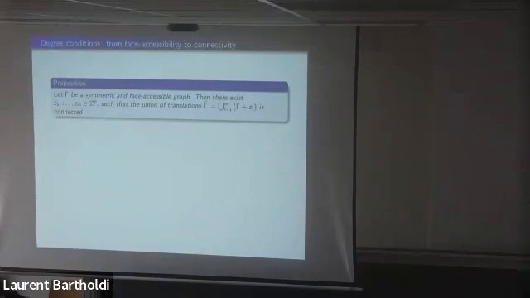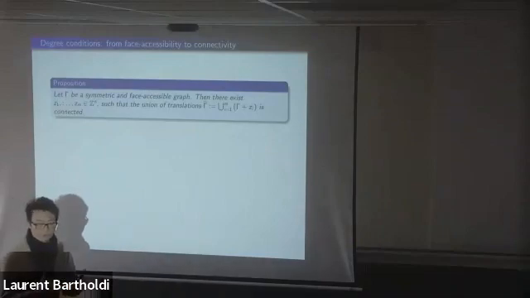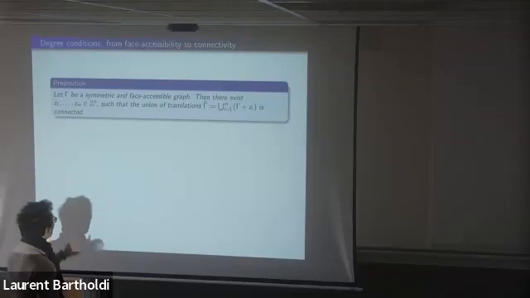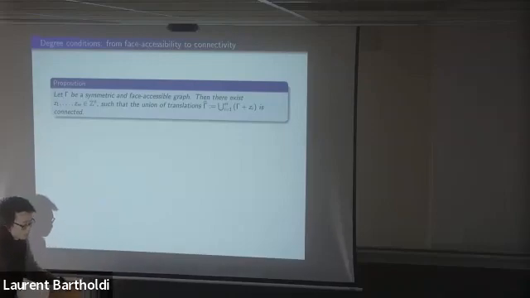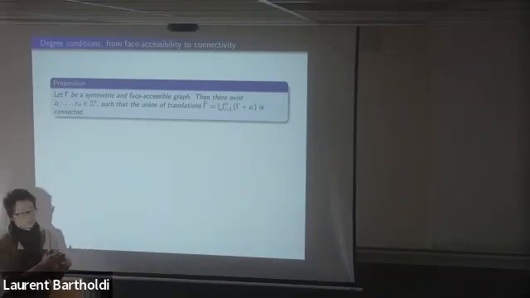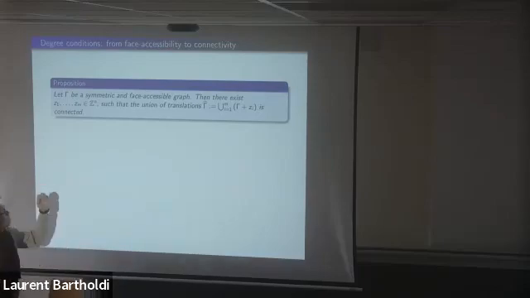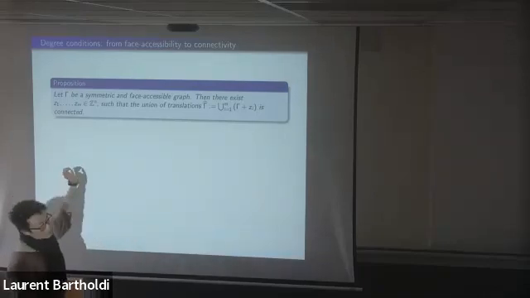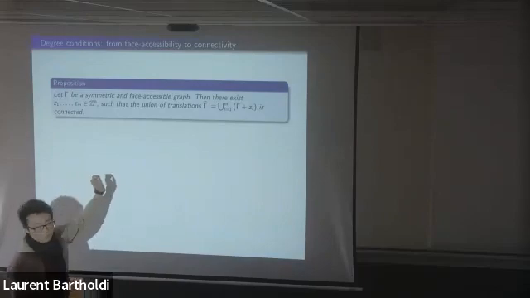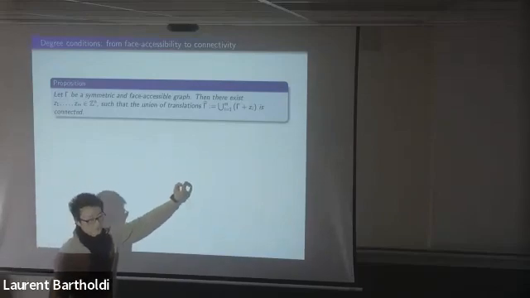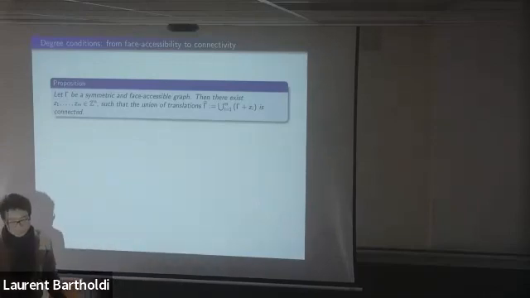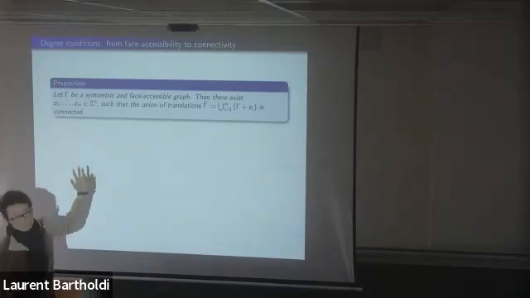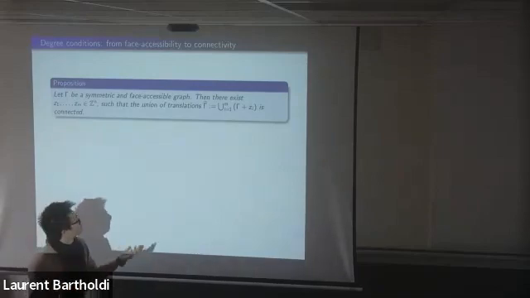So next would be to connect it with connectivity, because the goal is to give a characterization of connectivity. So we have the following proposition. I'll use an example to illustrate it later. Let gamma be a symmetric graph, meaning a graph where at each point the in degree equals the out degree. Let gamma be a symmetric and phase accessible graph. Then there exist finitely many vectors such that the union of translations of this graph under these vectors is connected. And since gamma is symmetric, it's also cycle connected, well, symmetrical.